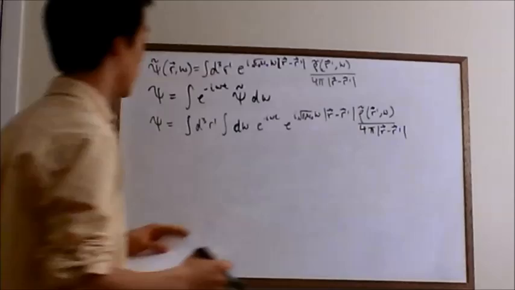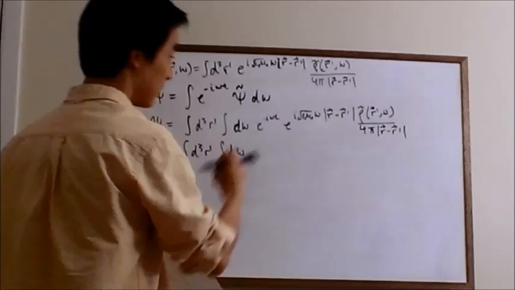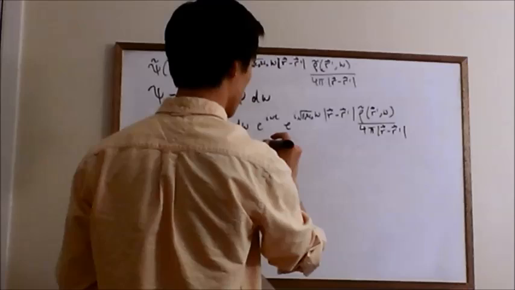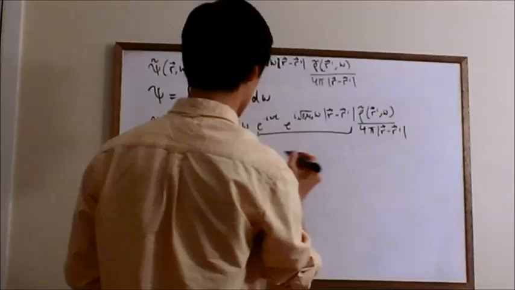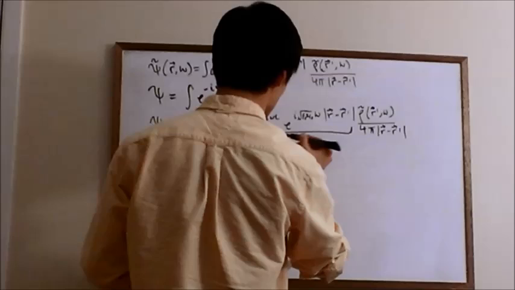Now I'm just going to do a little bit of simplification and do a little bit of substitution. So this then becomes d3r. Phi, sorry, is equal to, I'm just going to group these terms together. I'm going to group these two terms together. It's going to be e to the negative i omega.